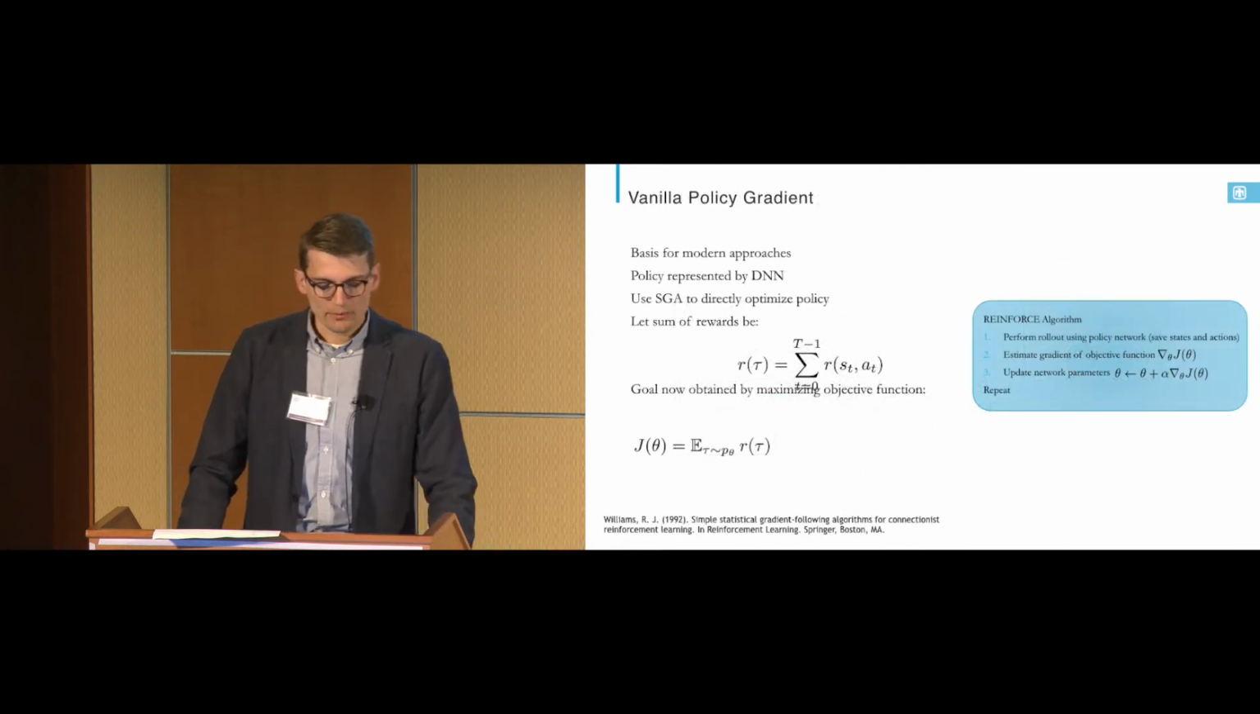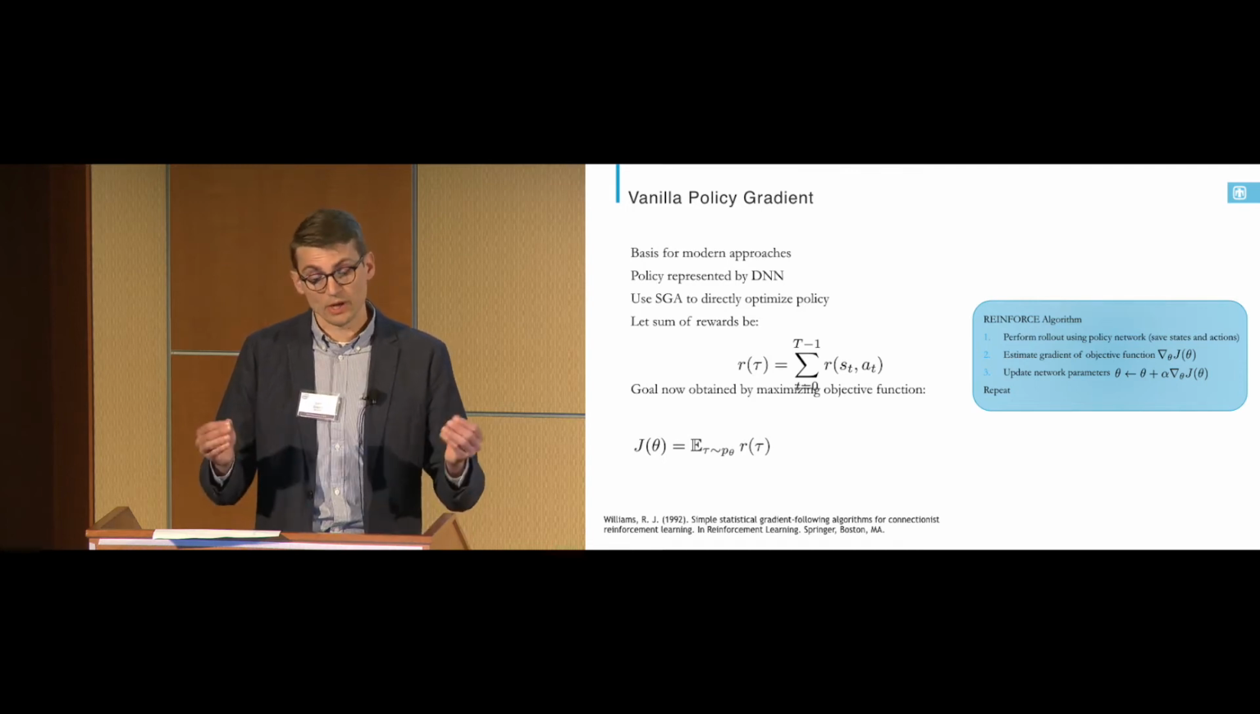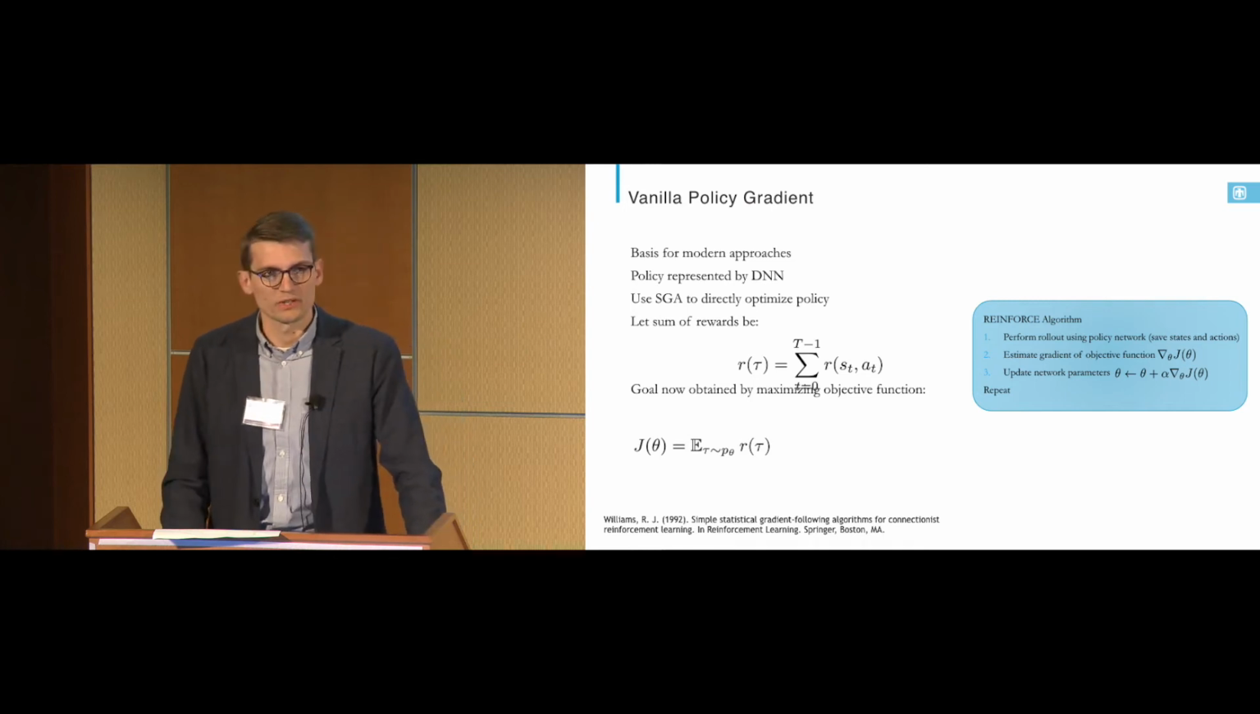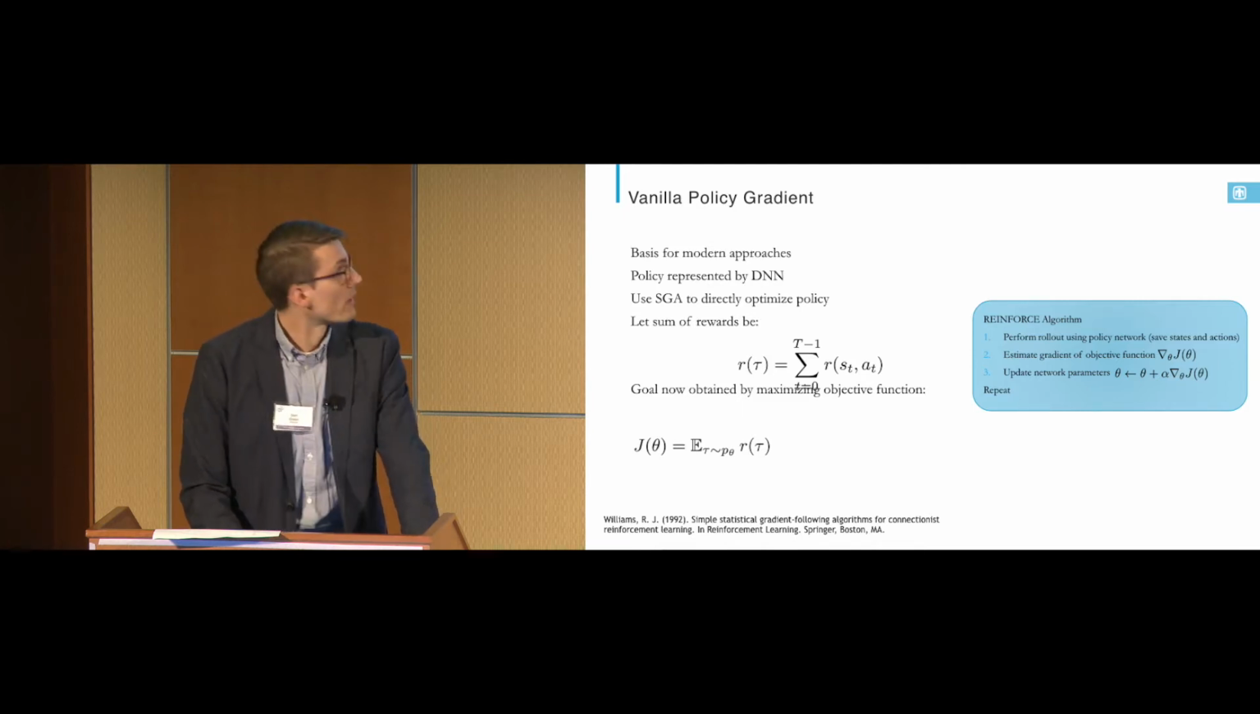And in this talk, I'm going to be looking at an old algorithm called vanilla policy gradient. This algorithm is the basis for all of the algorithms that you see coming out of DeepMind and OpenAI. Researchers have greatly improved this algorithm, but we're using this as a starting point. And the algorithm, or in this case, the policy, is represented by a deep neural network.